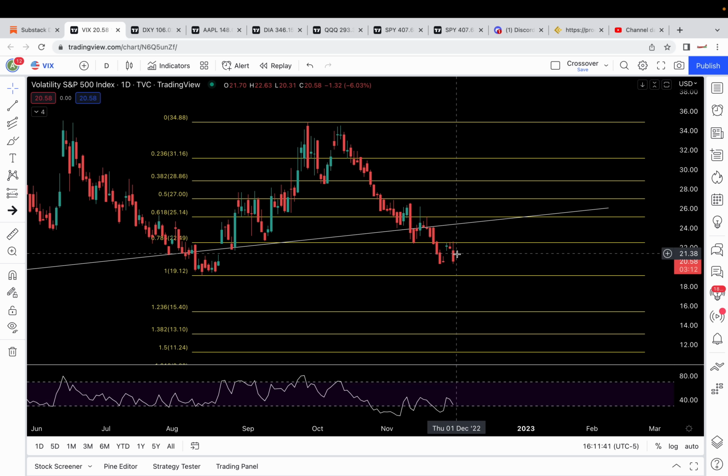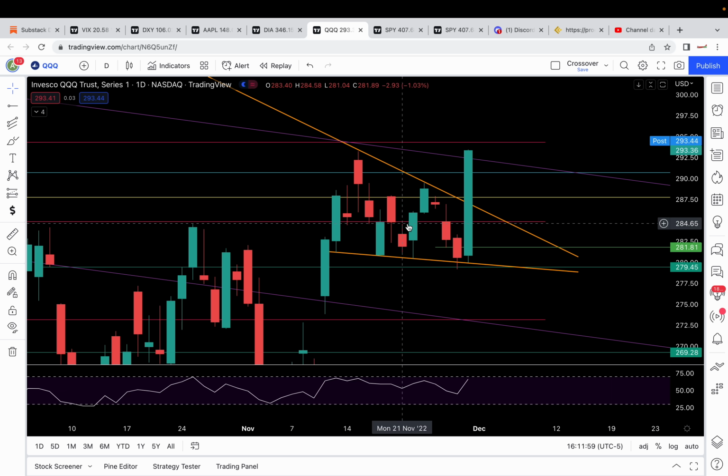Okay, as long as the VIX is bearish, SPY is bullish. Okay, as a lot of you guys know, for me to turn bullish on the VIX, it needs to get back above 22.5.